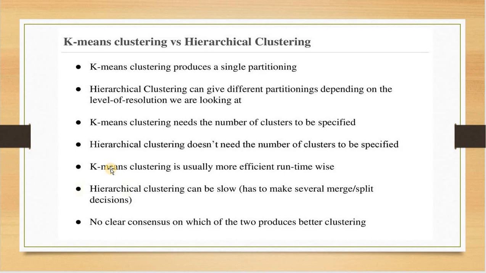K-means clustering is usually more efficient runtime wise, and hierarchical clustering can be slow because it has to merge several clusters into one based on their similarity, so it takes time. In k-means clustering we just have to define the number of clusters and it works, and there is no clear consensus on which of the two produces better clustering. Yeah, right, so both clustering algorithms are different and they are best in their own ways. We can't compare between them both.